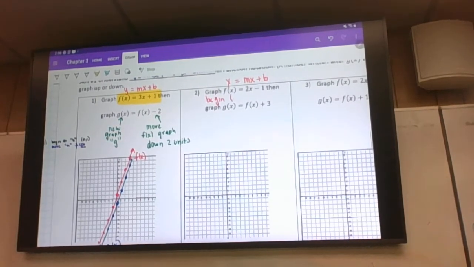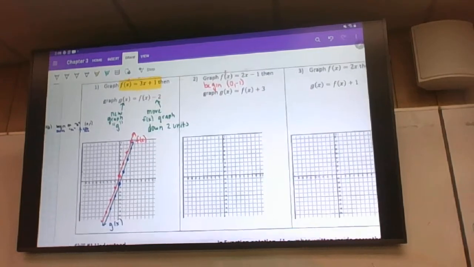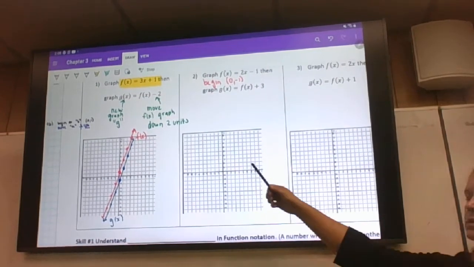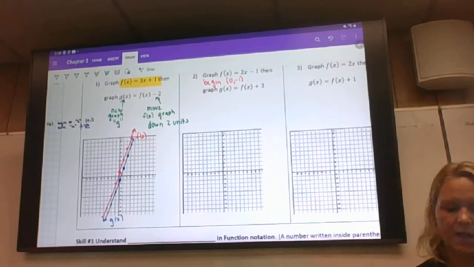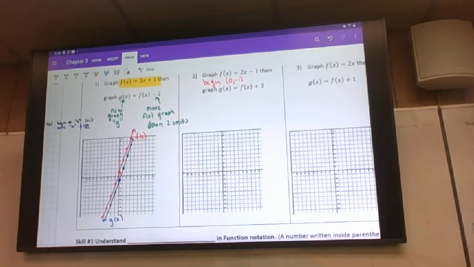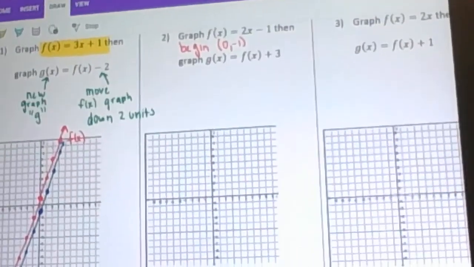So the red one is F of x and the blue one is g. Yeah, so it helps to label it. Does it matter the name? It's whatever the problem says, F or G. You have to stay consistent. So it's just a name, they're just making differences.